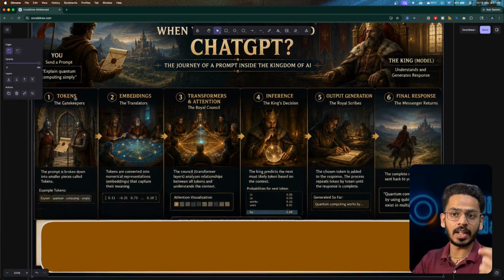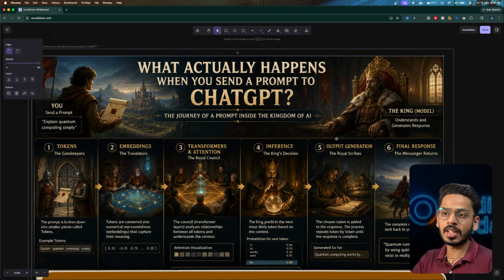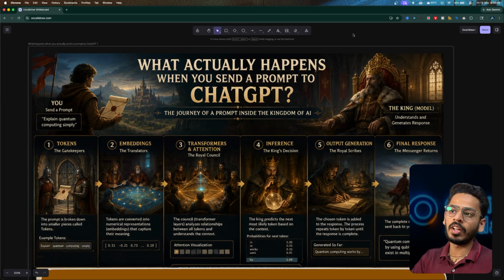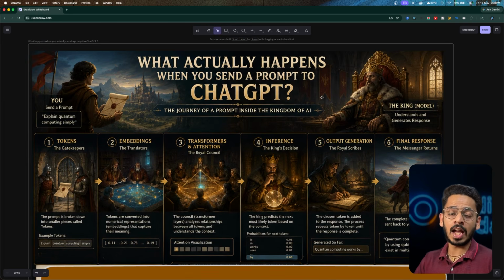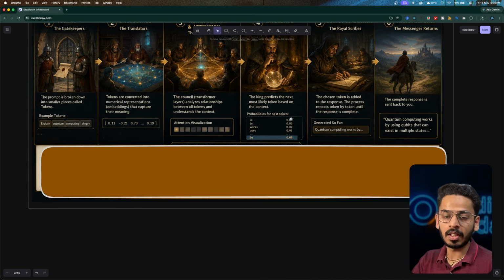It starts from creating a token, then into the embeddings, then using the transformer and self-attention mechanism, the context is analyzed, then it does the inferencing where we have the next token prediction, and then we get the output generated in a streamlined response by the LLM. So this is how, if ChatGPT had its own kingdom, the things would work inside that.